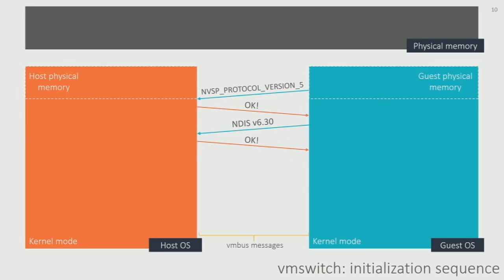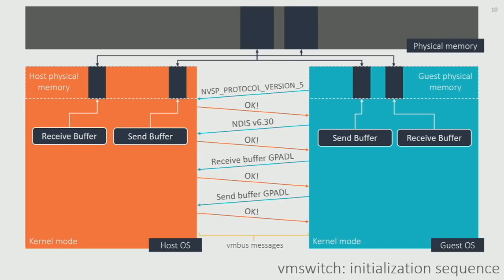And then after that, you're going to be sending these receive buffers and send buffers. So the receive buffer and send buffer are basically what's going to be used. First off, they are shared pieces of memory. They are GPADLs. So the guest OS allocates them in its own memory space, sends them over through VMBus to the host OS. The host OS maps it, and then they're going to be used to basically transfer RNDIS packets.